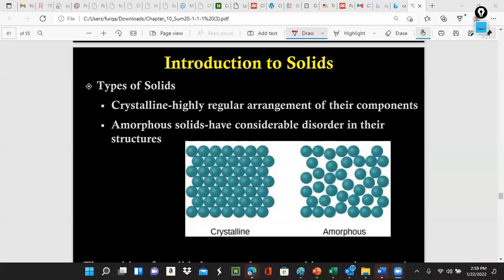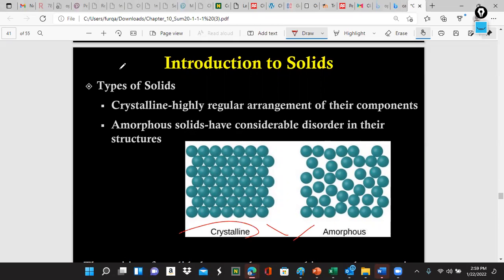All right, guys. So let's share our screen. We're talking about the solid. We have been talking about the liquids for so long. So crystalline, highly regular arrangement of the components, you will find in the solid. There can be two types of solid. We call them amorphous versus crystalline, and the differences are in the arrangement.